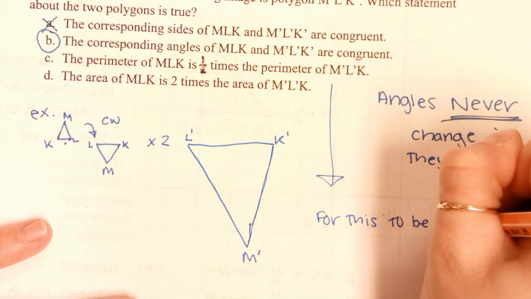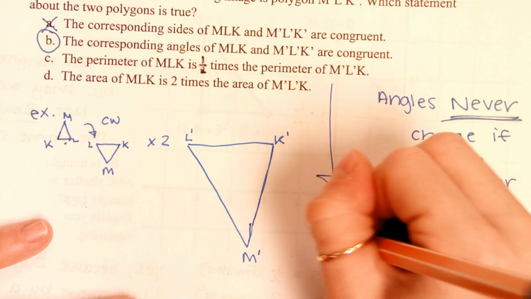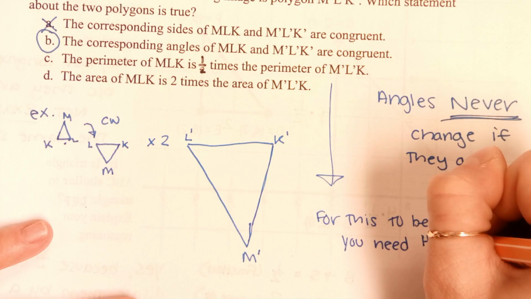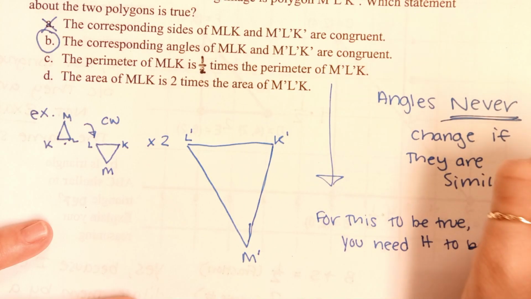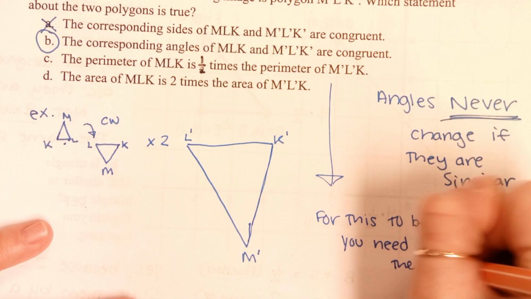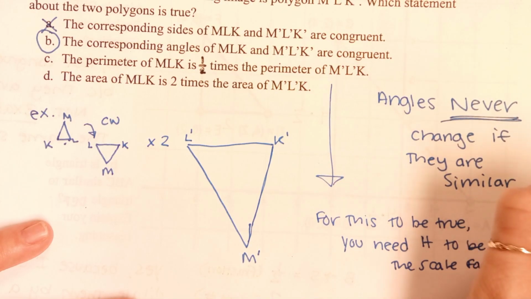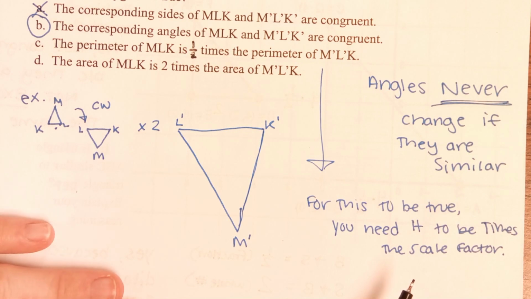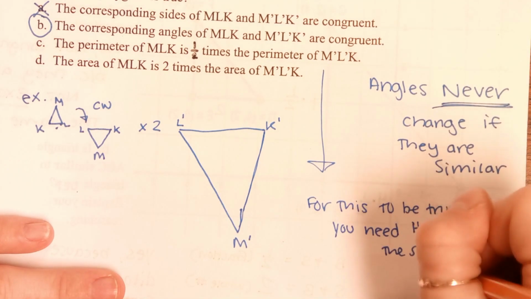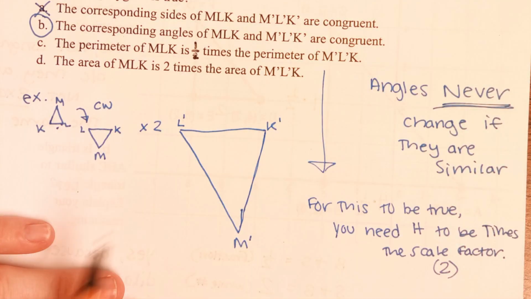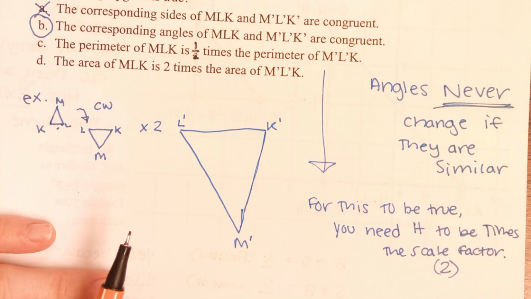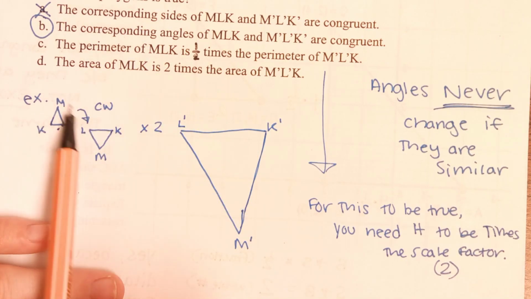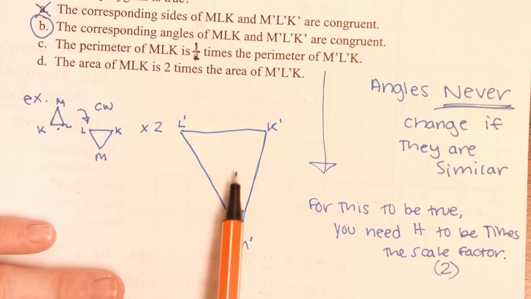You would need it to be times the scale factor. Because remember, your perimeter, remember when we did that worksheet the other day? The perimeter always has to match the scale factor, which is 2 in this instance. Our scale factor is 2 from the question. And then area, the area of this one is 2 times the area of this one. No, because this is so much smaller. The area of this shape could not possibly be 2 times the area of this one. So we know that these two are wrong.